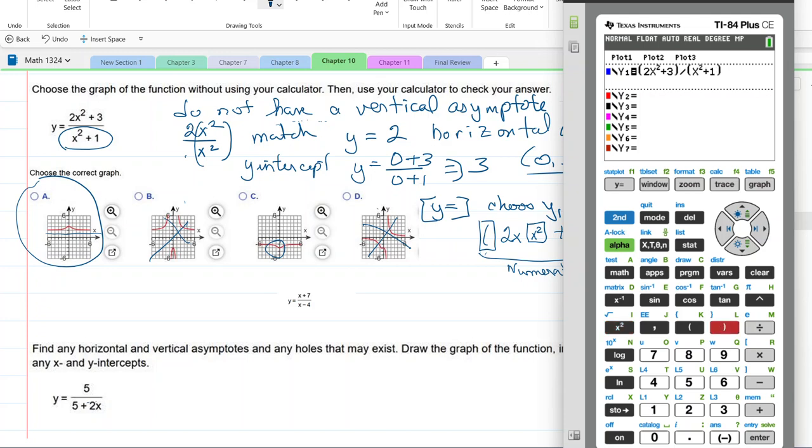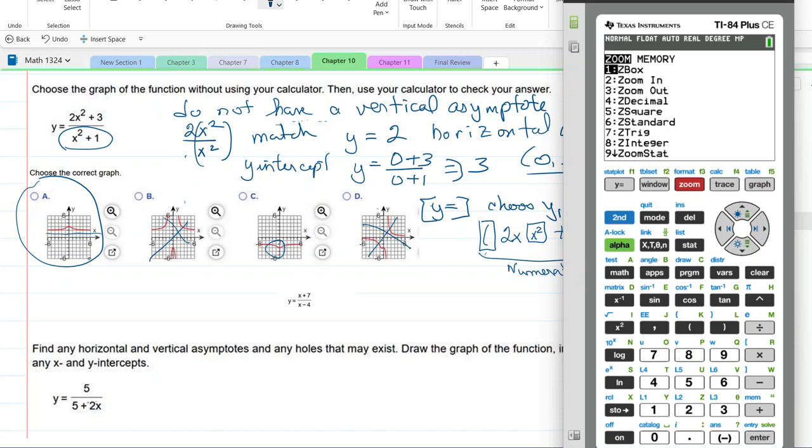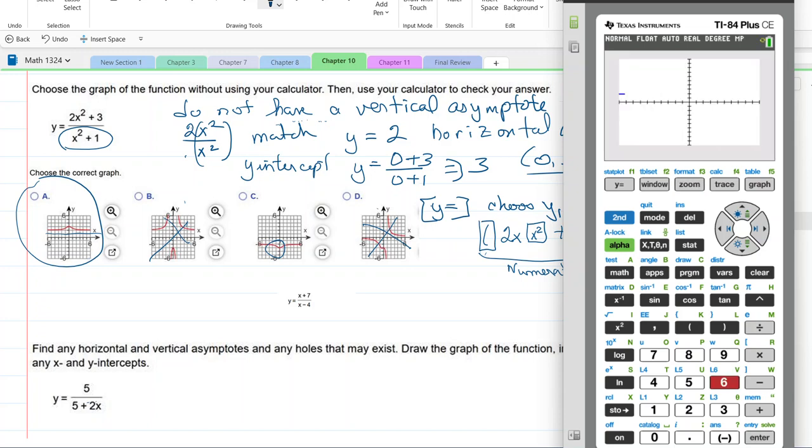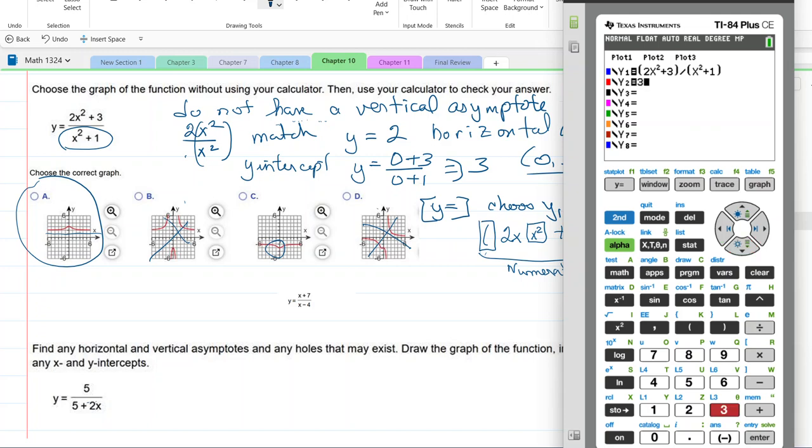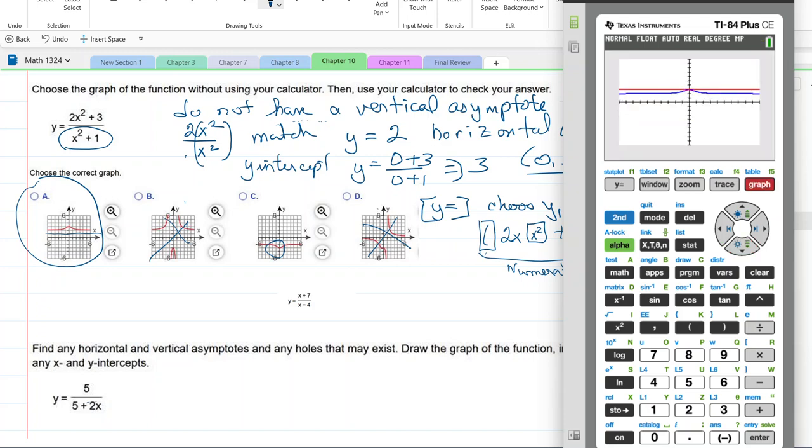All right, now I'm going to go to zoom. I think we can do 6, standard window, and we have that. And we guessed correctly. Does everybody see that? Yes, ma'am. And we can see that the horizontal asymptote, we can add it. And we said it was 3. So let's graph that. And you can see that it doesn't cross that line.